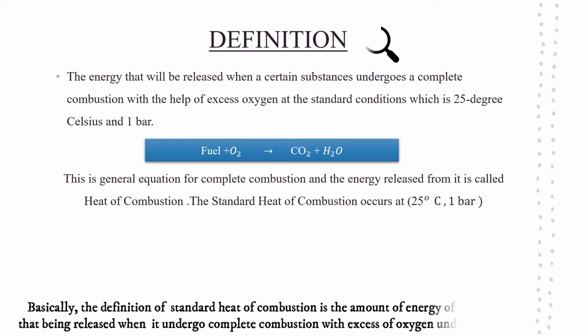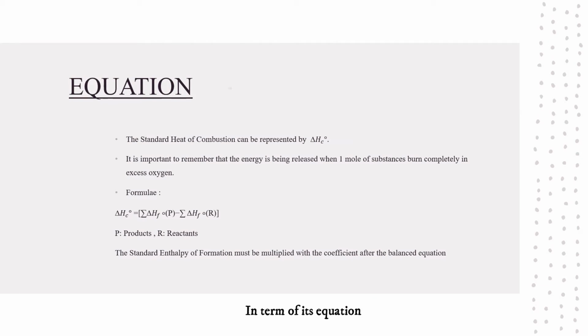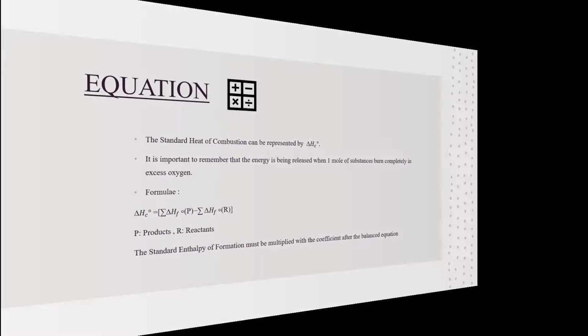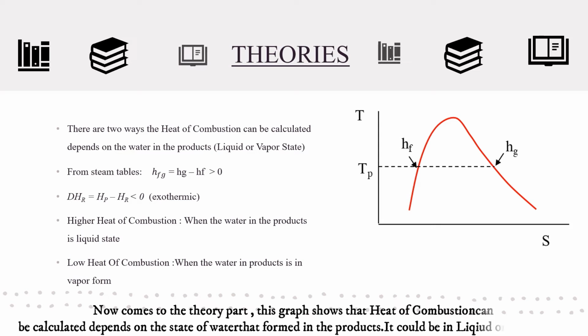Basically, the definition of standard heat of combustion is the amount of energy of a certain substance that is released when it undergoes complete combustion with excess oxygen under standard conditions. In terms of its equation. Now comes the theory part.